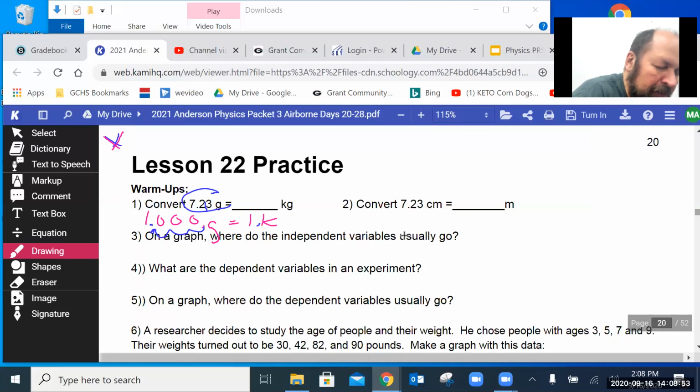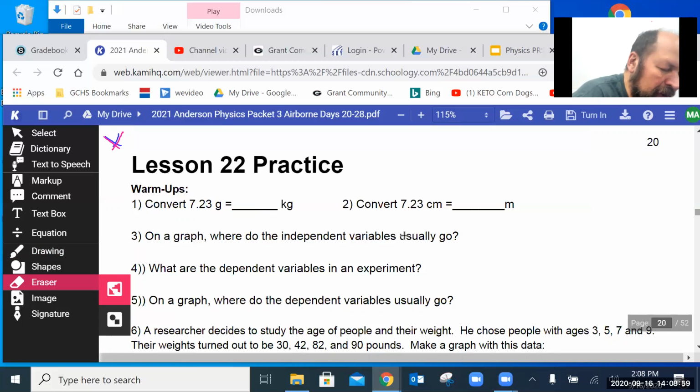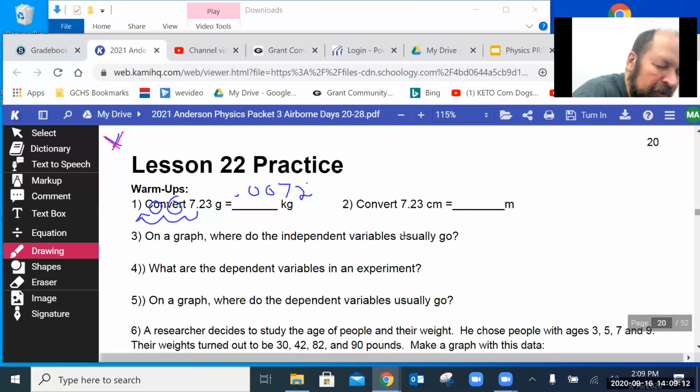So in our problem here, we are going to move our decimal point over in the same way, 3 places to the left. So it's going 1, 2, 3. Put in the placeholder zeros. So we end up with 0.00723.